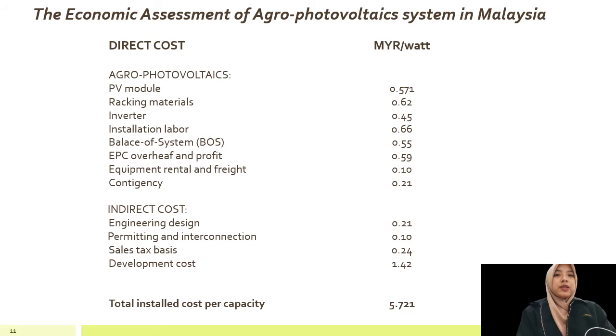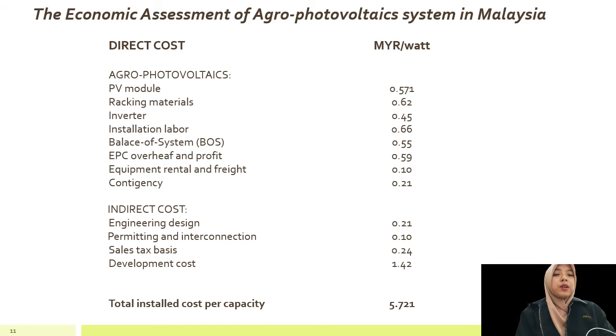The table shows the economic assessment of agro-photovoltaic system in Malaysia. The economic assessment is divided into two, which is direct cost and indirect cost. The examples of direct cost are PV modules, racking materials, inverter, installation labor, balance of system, EPC overhead and profit, equipment rental and freight, and contingency.